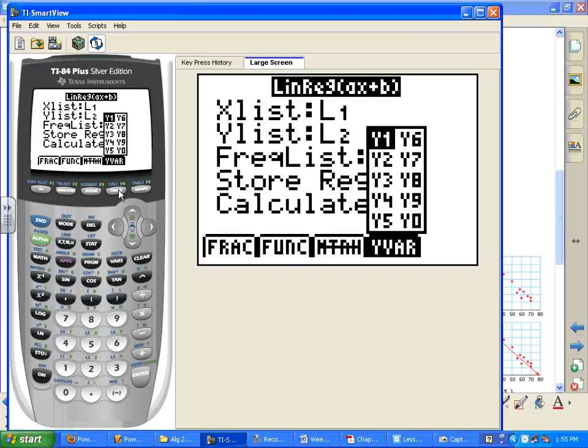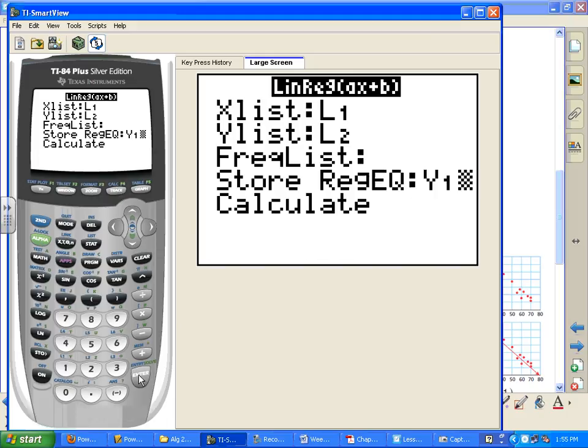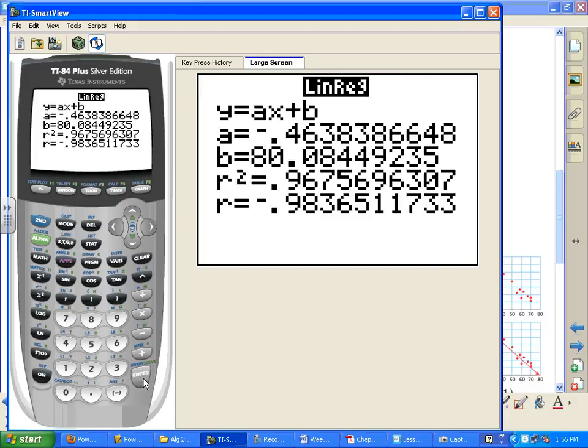And you can see Y1 there. Okay, and then hit enter. So Y1 shows up. That was under alpha and trace. All right, and then go down to calculate and hit enter. Okay, and here's the equation for our line. It would be y equals negative 0.4638x, because that's the value of A, and B is 80.08.